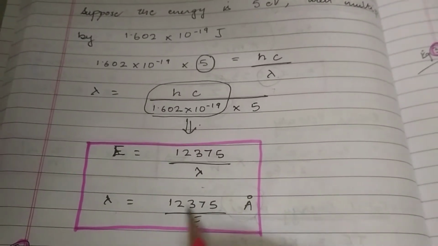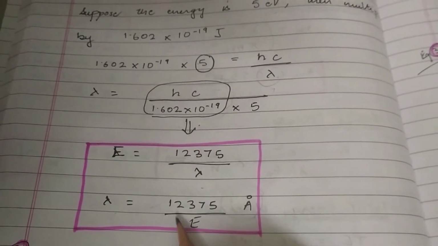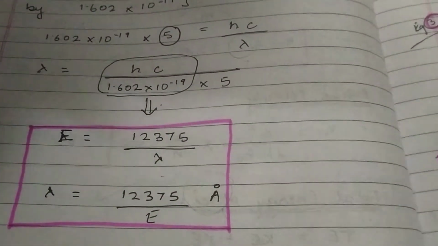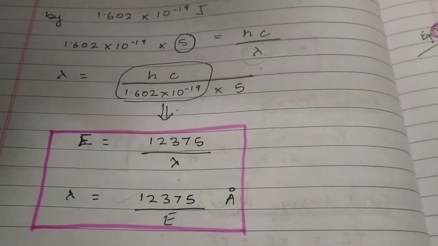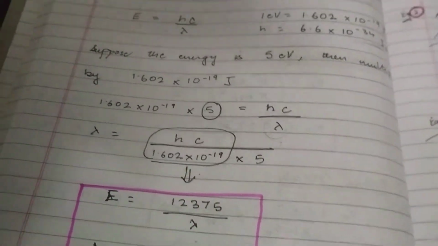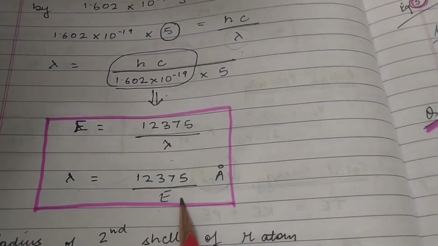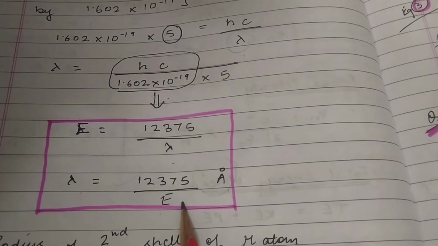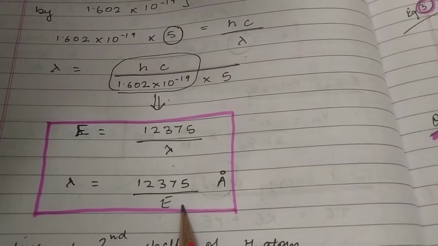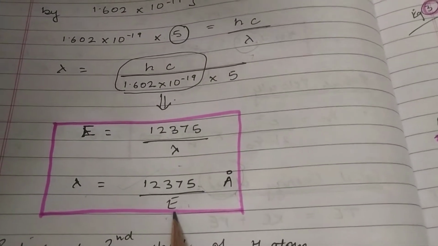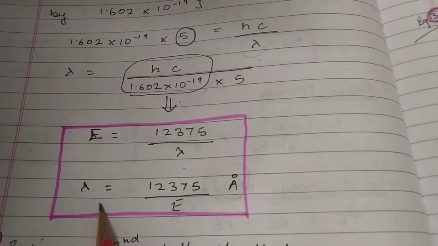So directly you can calculate the wavelength from this. There would be no conversion involved. That is, you need not convert electron volts into joules, or multiply it by 1.602 into 10 to the power minus 19. You just substitute the value of energy that you have calculated. If you have calculated in electron volts, you just put 12375 upon 5 electron volt, and you will get the value of the wavelength.